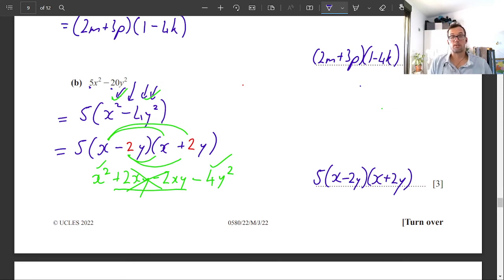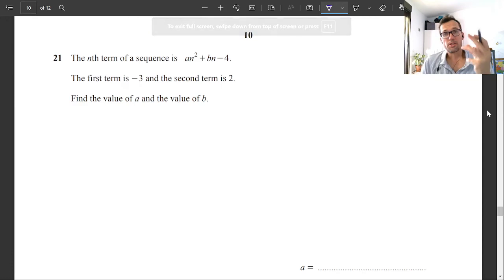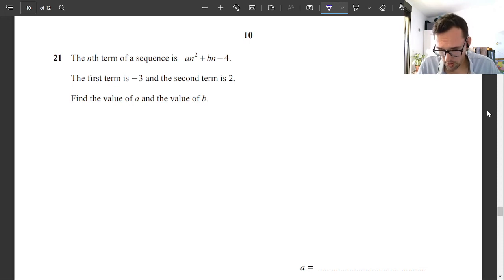And now we got it right, as always. Question 21. The first time you read this, it gives you a headache. You're like, what? Okay, but it's not that hard. Just take it slow, right? The nth term of a sequence is all of that jazz.